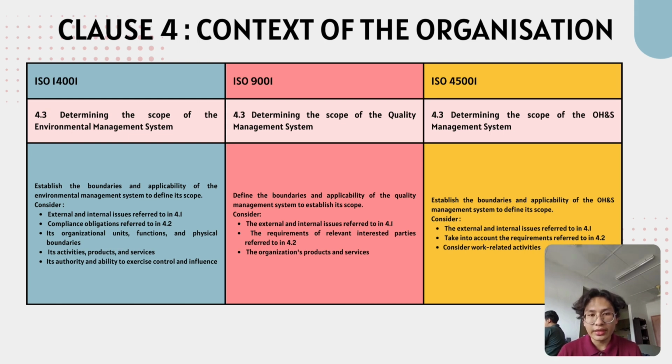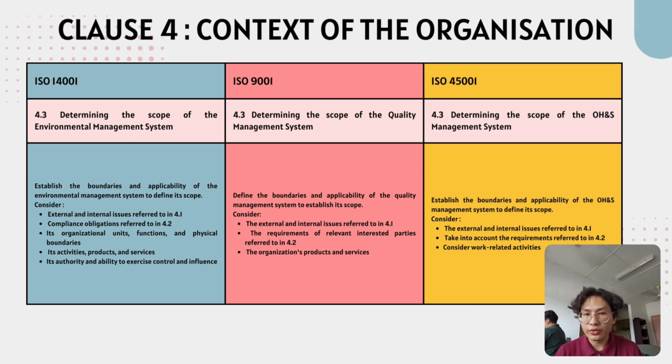As for ISO 9001, determining the scope of the quality management system. Define the boundaries and applicability of the quality management system to establish its scope. Consider the external and internal issues referred to in 4.1, the requirements of relevant interested parties referred to in 4.2, and the organization's products and services.